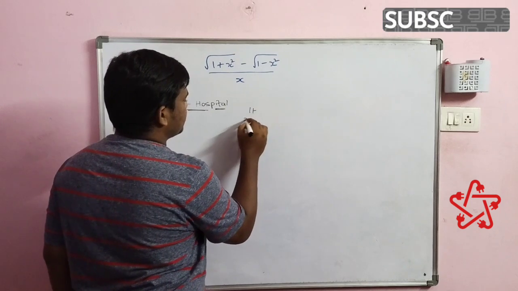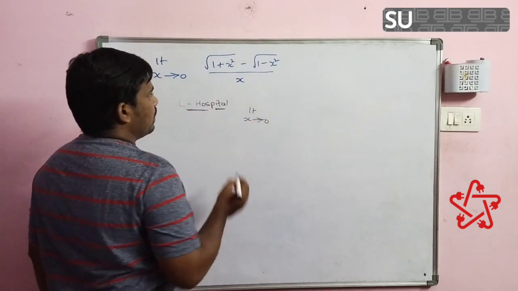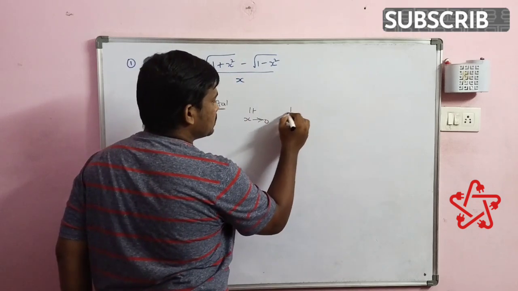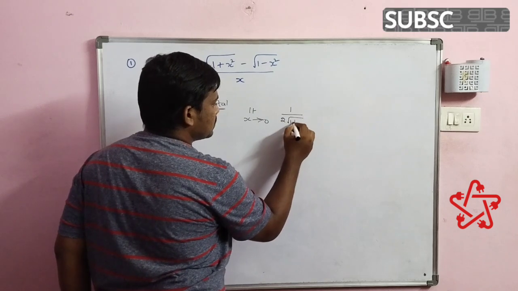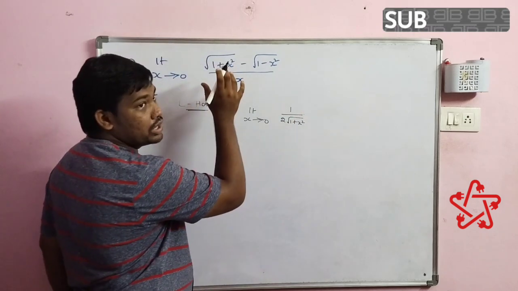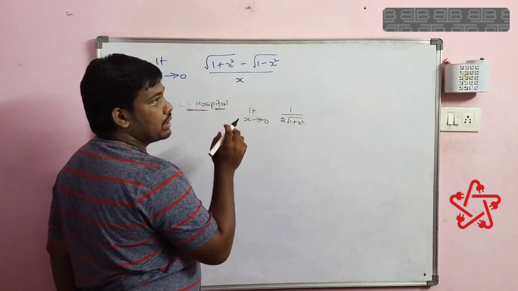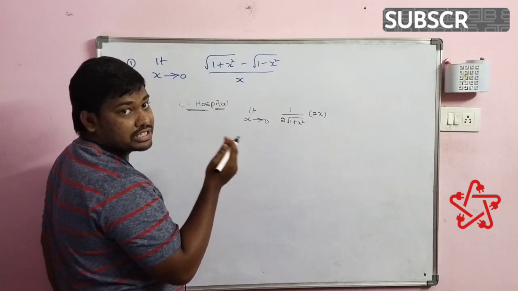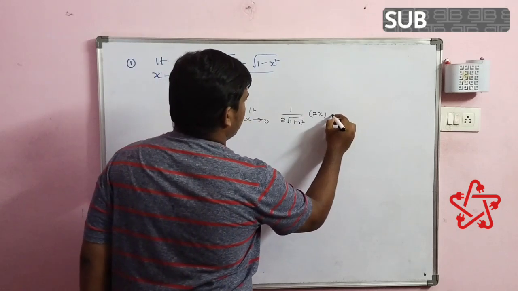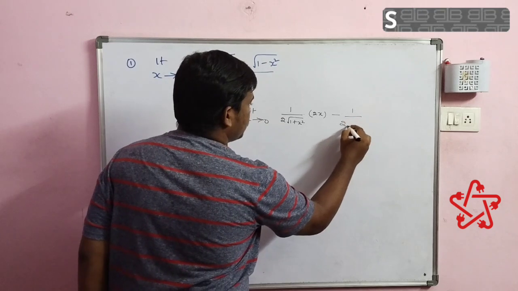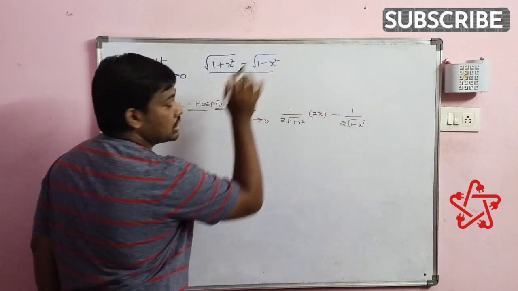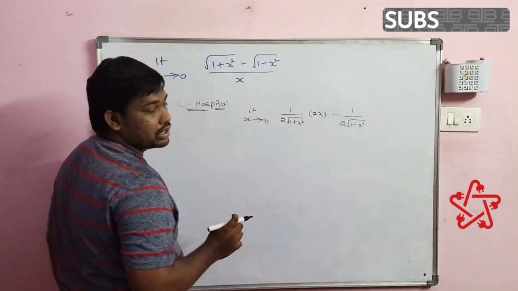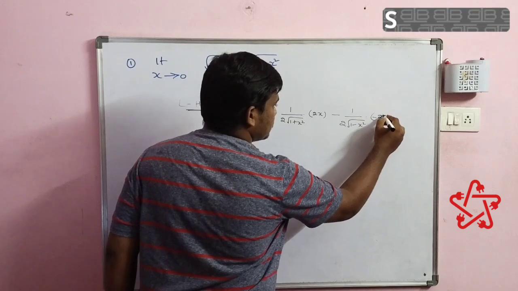Now, limit x tends to 0. Differentiation of root x is 1 by 2 root x, into, it is not root x actually, so we need to differentiate the inner term again. Differentiation of 1 plus x square becomes 2x. Next, minus 1 by 2 root x, it is also of the form root x, and d by dx of 1 minus x square becomes minus 2x, right?